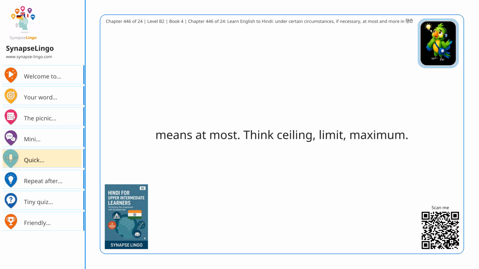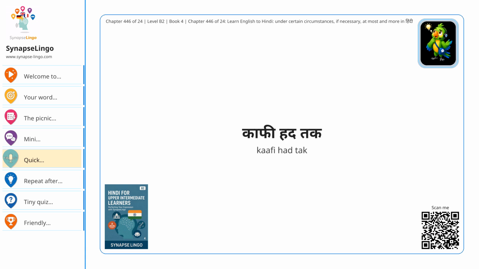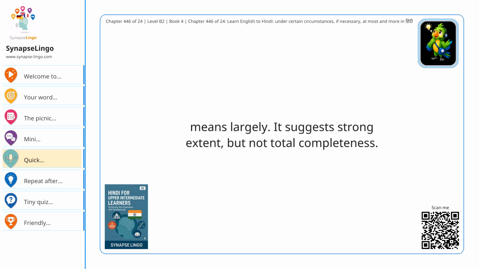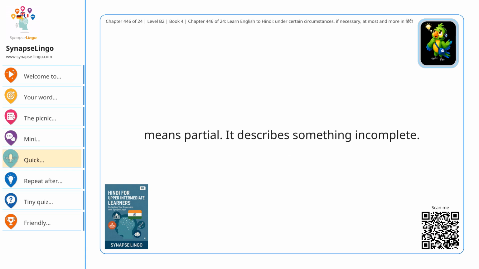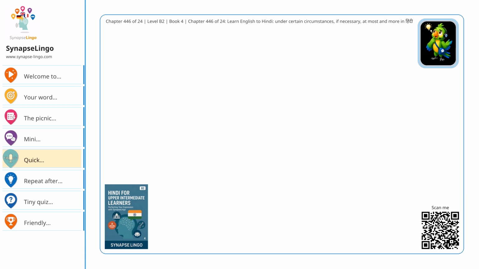Think ceiling, limit, maximum. आमतौर पर means usually or tendentially. It is about general pattern. काफी हद तक means largely. It suggests strong extent but not total completeness. ज़्यादातर means mostly. It focuses on the greater part. आंशिक means partial. It describes something incomplete. भागों में means in parts. It shows separation into pieces.